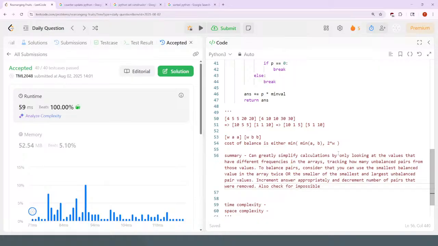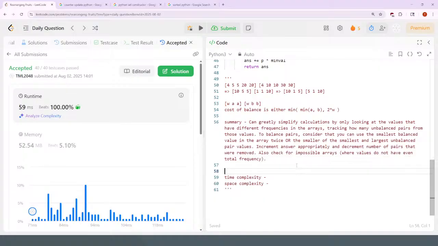Also check for impossible arrays where values do not have even total frequency. So if there's like 1, 5, it's not going to work.